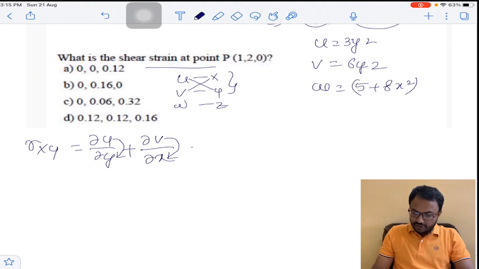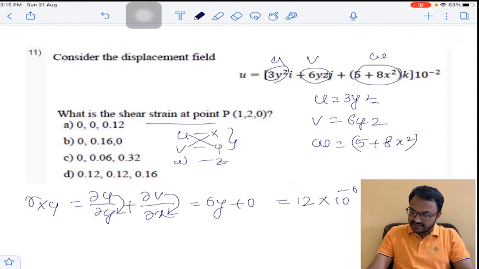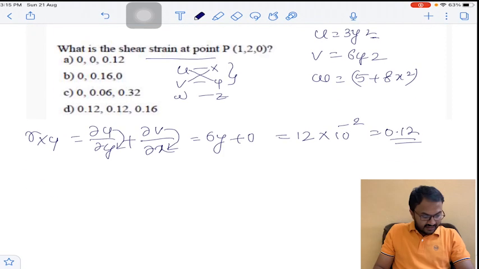So dou u by dou y, if you differentiate 3y square, it will be 6y. Dou v by dou x, there is no x term in the v, so it will become 0. And when you put the point P here, 1, 2, 0, you will get 12 into 10 power minus 6 times 10 power minus 2. So it will be 0.12. Clear?